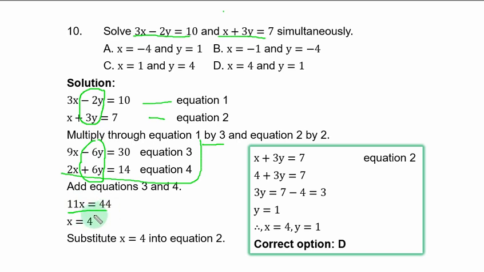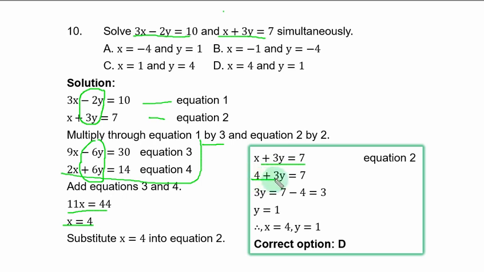Divide through by 11, s is equal to 4. To get the value of y, you simply replace s with 4 in either equation 1 or 2. I'm using equation 2. Where you see s, you replace it with 4.